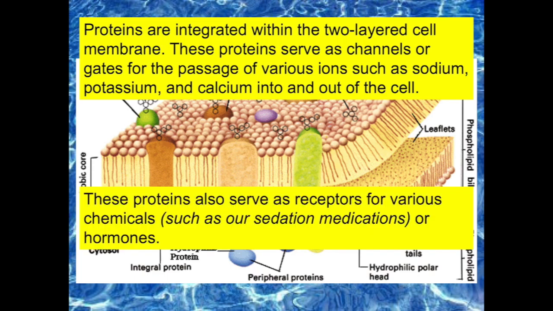These proteins serve as receptors also for the various cells, and we have all talked about in our biology classes such things as receptors for the nerves. There's parasympathetic and sympathetic receptors, and we've got anesthesia medications that are synthetic molecules that stimulate those receptors, as well as many other receptors in the body.